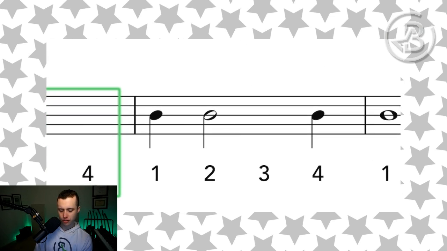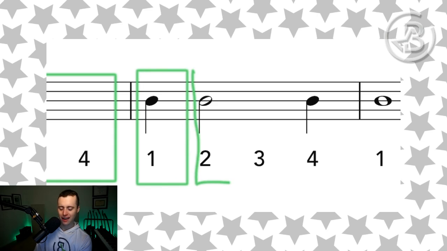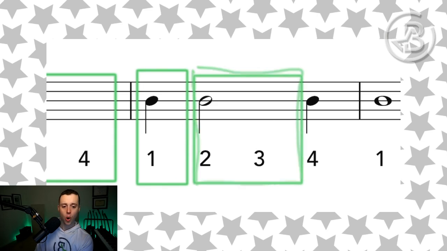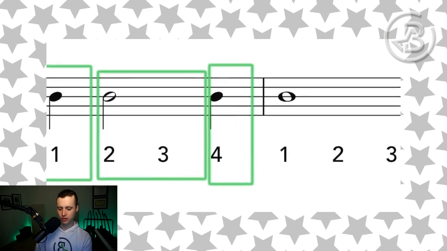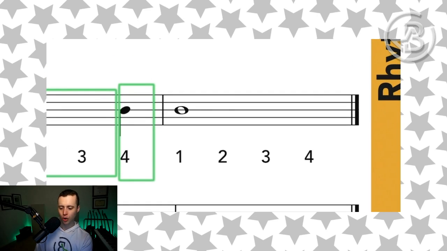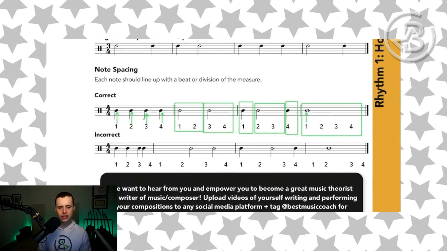Let's look at measure 3. Measure 3 is interesting. We have a quarter note taking up 1 beat or 1 count worth of space. Then we have a half note taking up 2 beats or 2 counts worth of space. And then finally a quarter note taking up 1 beat or 1 count worth of space. Now you can see the whole note starts over beat number 1 and it takes up the entire measure of space. So this is what we mean by note spacing.